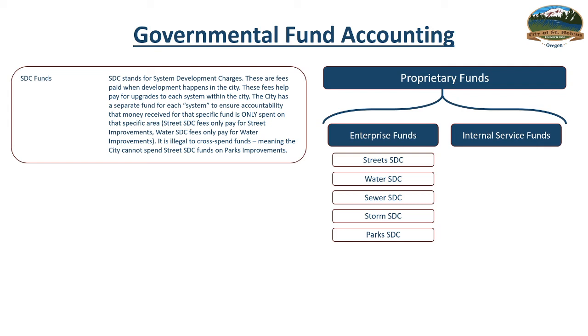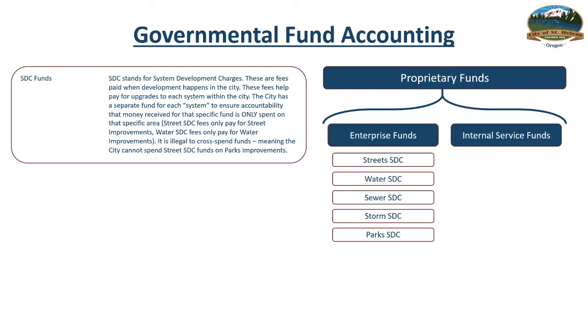A separate fund is set up for each system within the city. The reason each system has a separate fund is because it is illegal for a city to spend SDC funds on any other systems or projects. For example, if the city receives $10,000 in street SDC revenue, the city cannot spend any of that money on building a new park. The $10,000 must be spent on street improvements, and more specifically, street improvements that have been identified in a master plan that has been professionally completed and adopted by City Council.